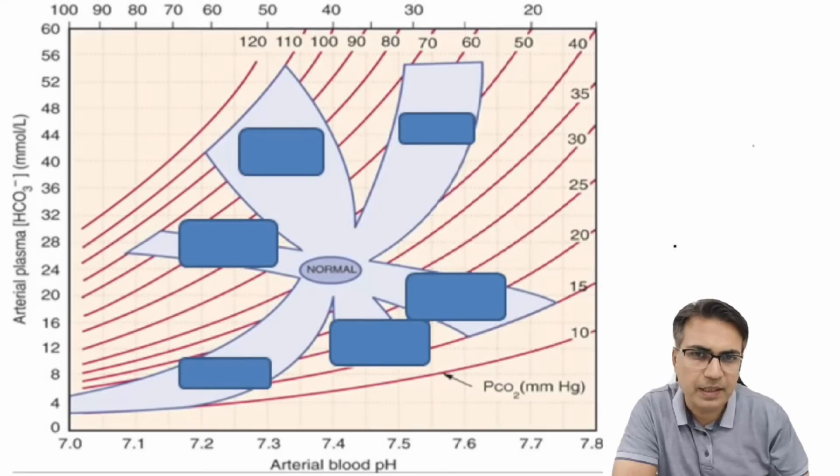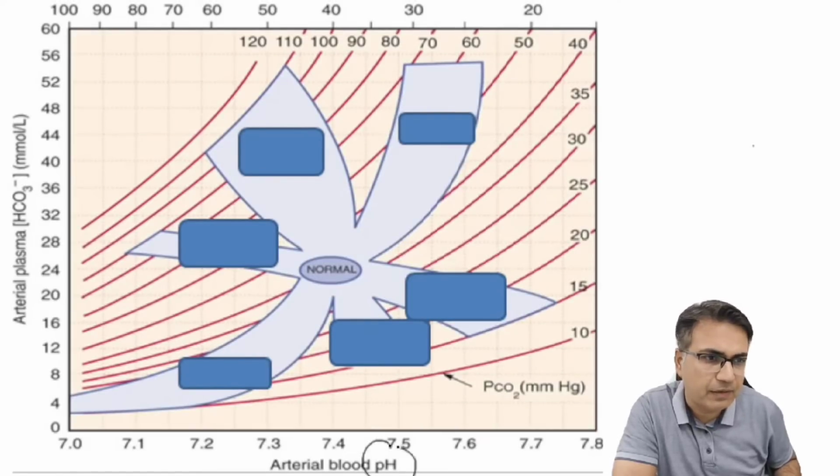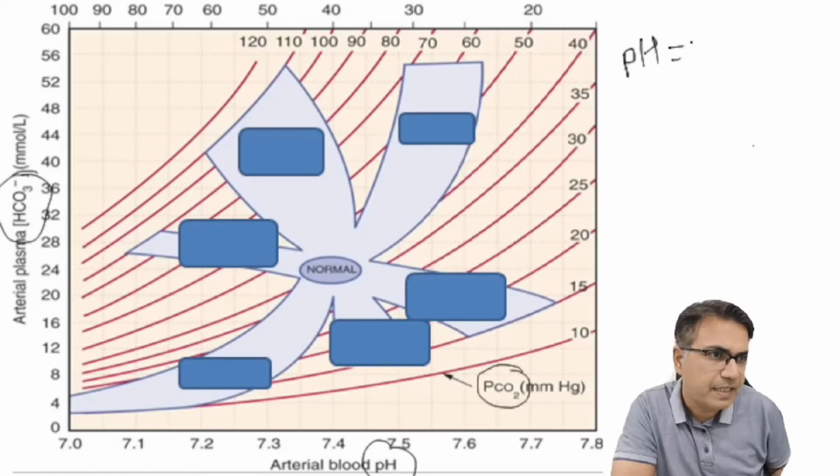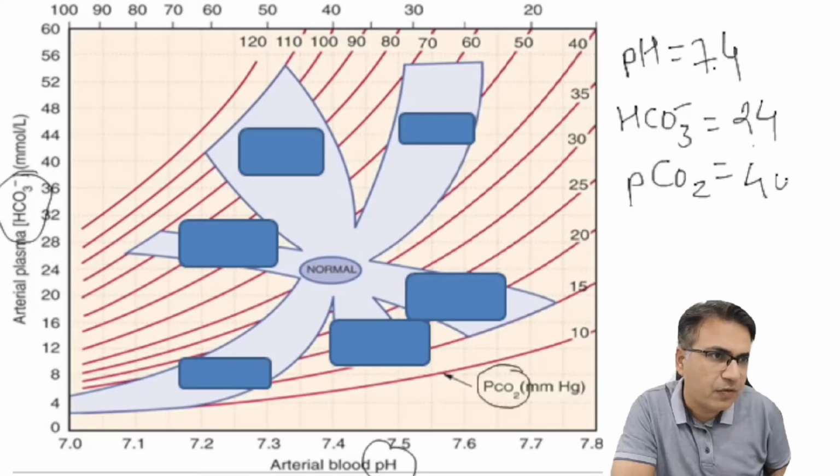Here is another similar graph called the acid-base nomogram that shows pH level, bicarbonate level and PCO2 level. To understand this graph, it is essential to know the normal values of all of these. Normal pH is 7.4, bicarbonate level is 24 and PCO2 level is 40. Remember this: pH is 7.4, bicarbonate is 24 and PCO2 is 40.